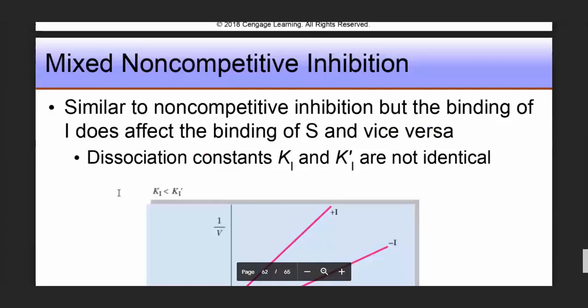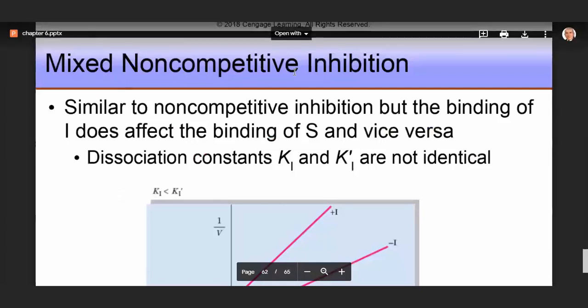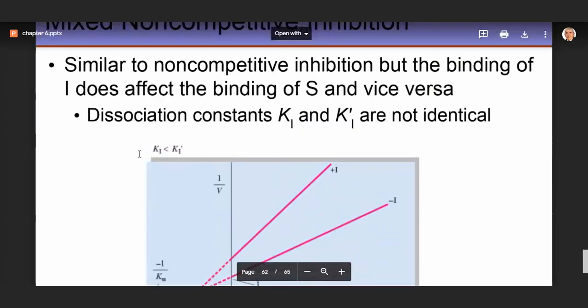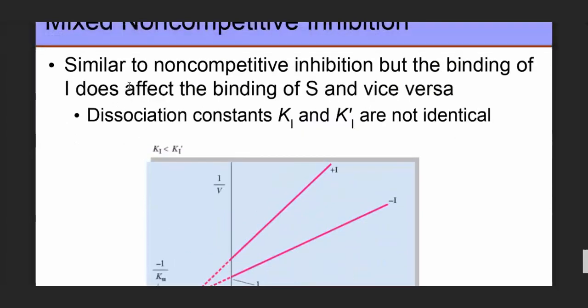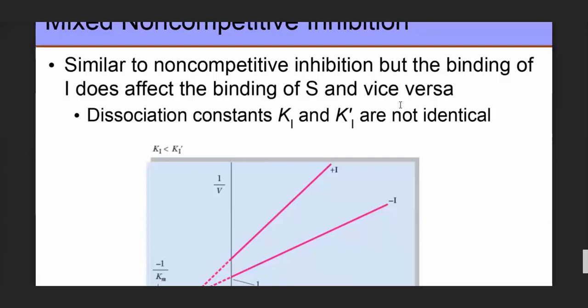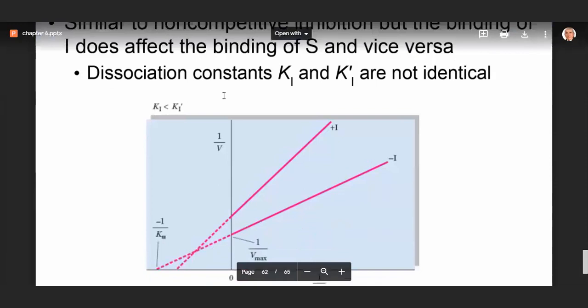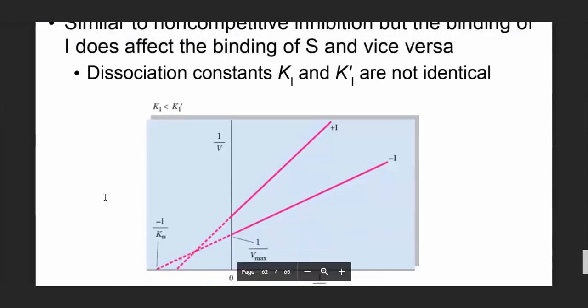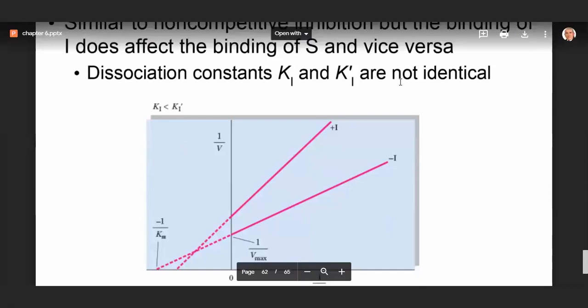Now, there is something called mixed non-competitive inhibition. The inhibitor can bind to the enzyme at the same time as the enzyme substrates. It is similar to non-competitive, but the binding of I does affect the binding of S and vice versa. The binding of the inhibitor affects the binding of the substrate, yes. This type of inhibition can be reduced but not overcome by increasing the substrate concentration. We have dissociation constants Ki and Ki prime, which are not identical.